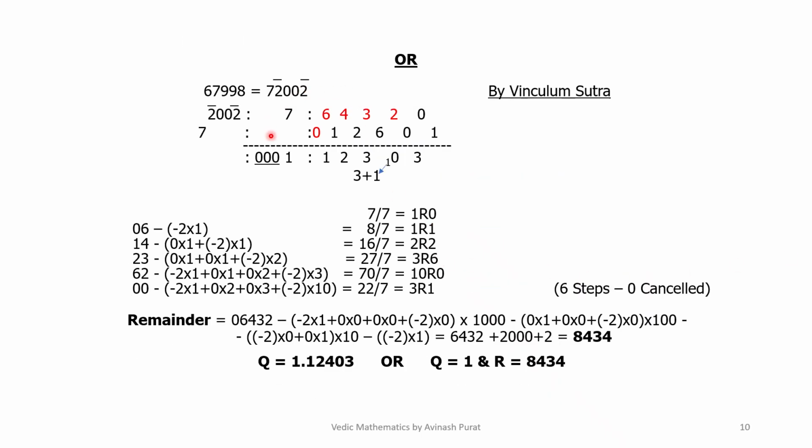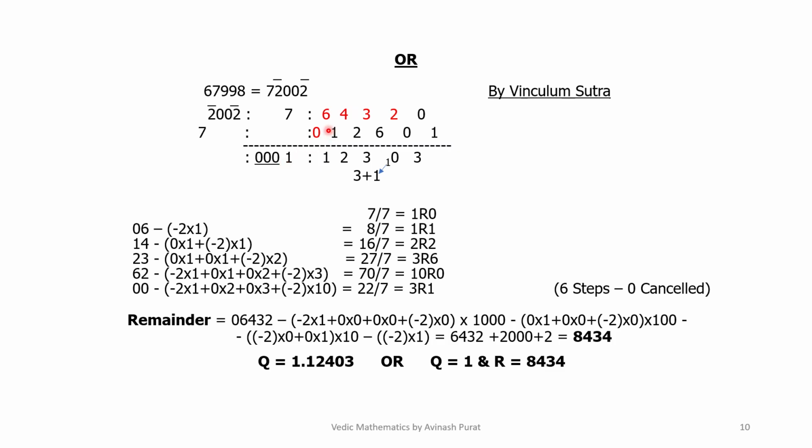If we take help of Vertically and Crosswise Sutra, now 67998 becomes 7 bar 200 bar 2. So 7 is first divisor, minus 200 minus 2 is the Dhvajank, and Dhvajank has 4 digits, so 4 digits are taken after decimal point. Now 7 divided by 7 equal to 1 and remainder 0.